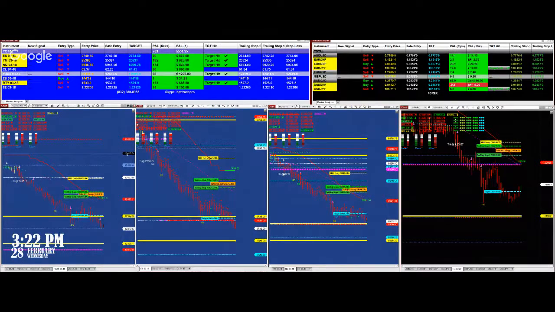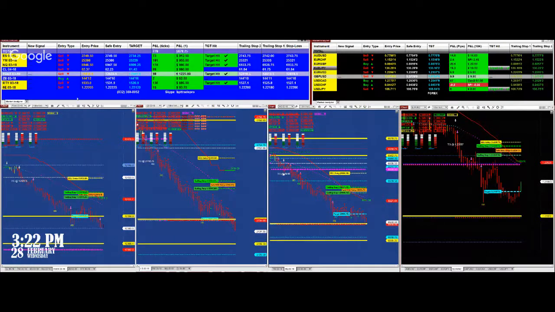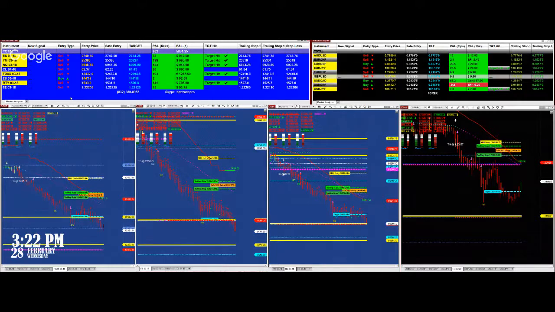I cannot keep following 20 different markets and forex at the same time. I'm still a human, but I cannot keep up with everything. But we have hit 93 ticks. If you rewind that video here, you will see we had a signal on the DAX, and this one hit almost 100 ticks. We got the 100 ticks.